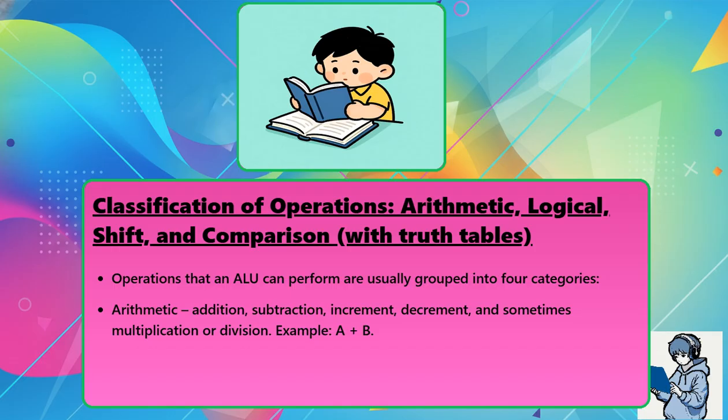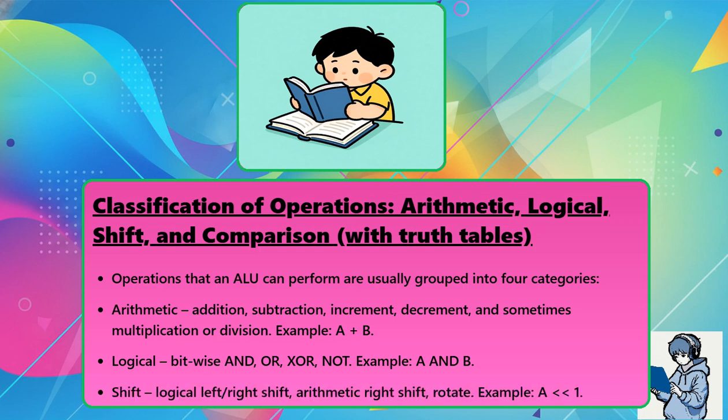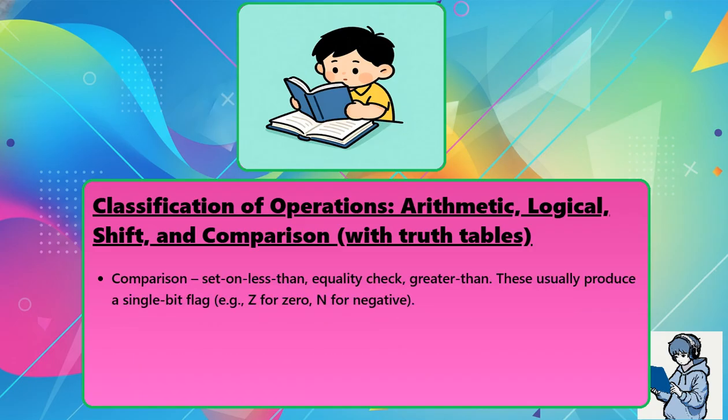Example, A plus B. Logical: bitwise AND, OR, XOR, NOT. Example, A AND B. Shift: logical left shift, logical right shift, arithmetic right shift, rotate. Example, A shifted left by 1. Comparison: set on less than, equality check, greater than. These usually produce a single bit flag, for example Z for zero, N for negative.